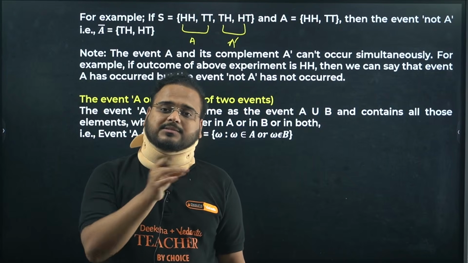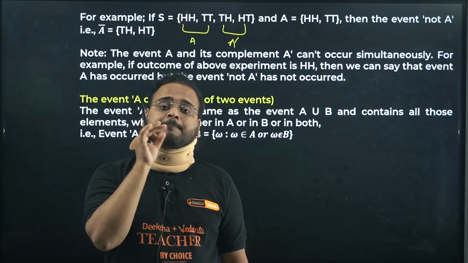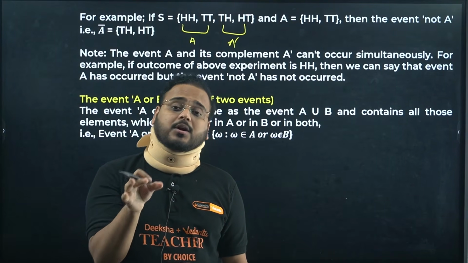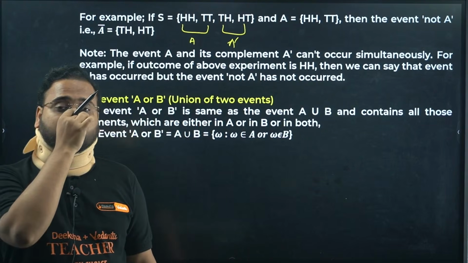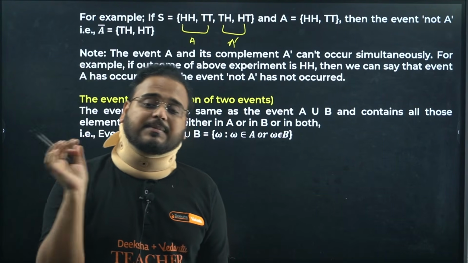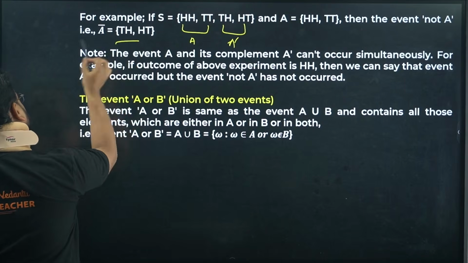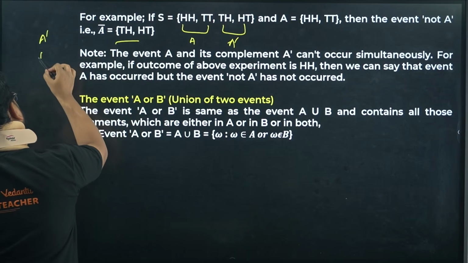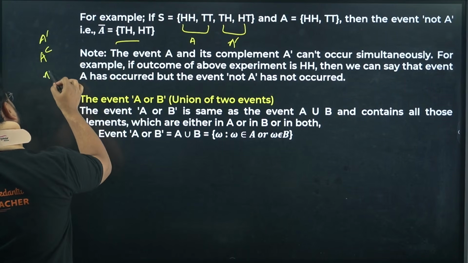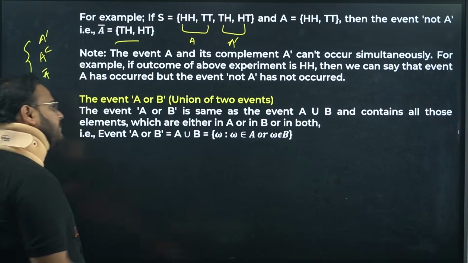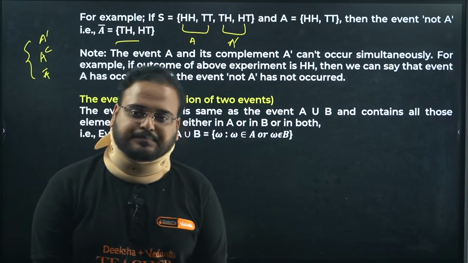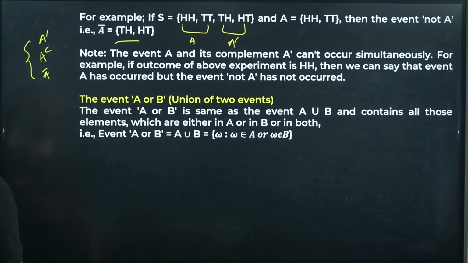So A means whatever is given, the event A, and A dash means everything but not A, and you look for that in the sample space only. In the sample space, what is not A? So TH and HT, and that becomes your A dash. I write A dash as A dash, AC or A bar. They are the same thing. What is it called? Complement of A.